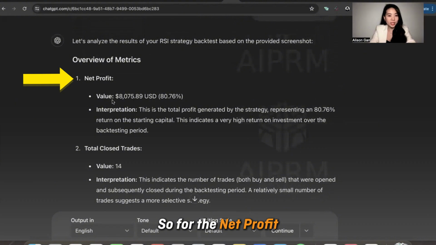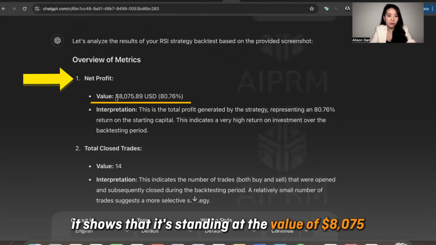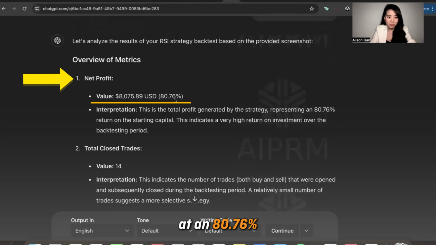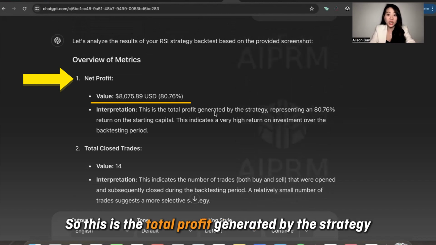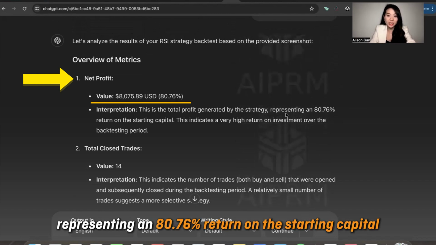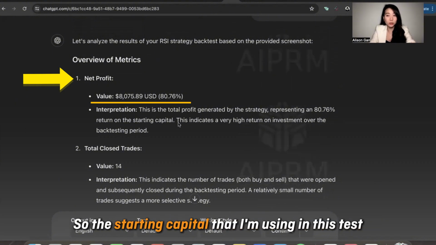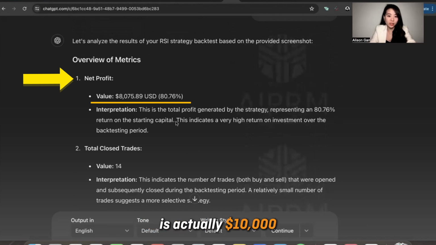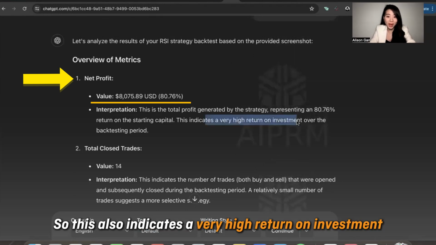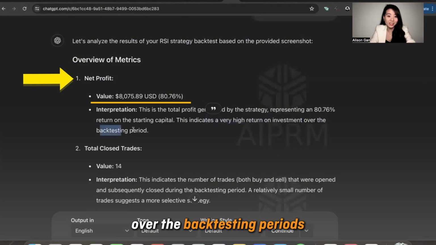So for the net profit, it shows that it's standing at the value of $8,075 USD at 80.76%. So this is the total profit generated by the strategy, representing an 80.76% return on the starting capital. So the starting capital that I'm using in this test is actually 10,000 US dollars. So this also indicates a very high return on investment over the backtesting period.